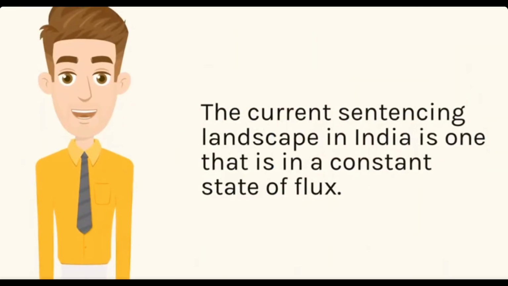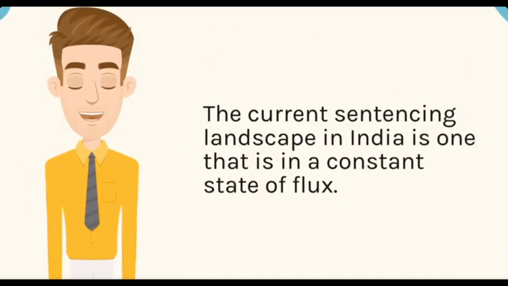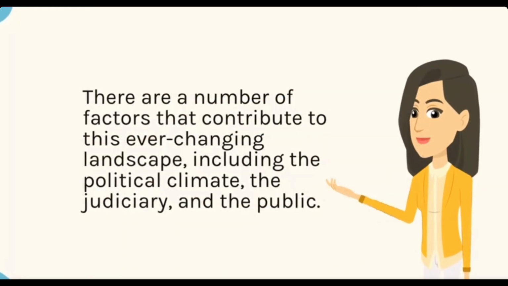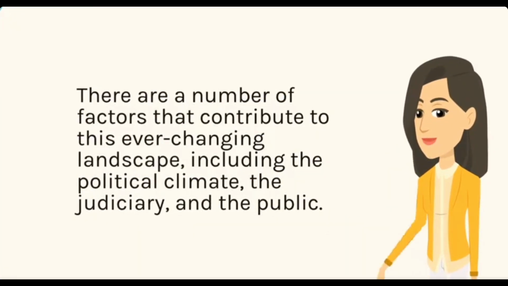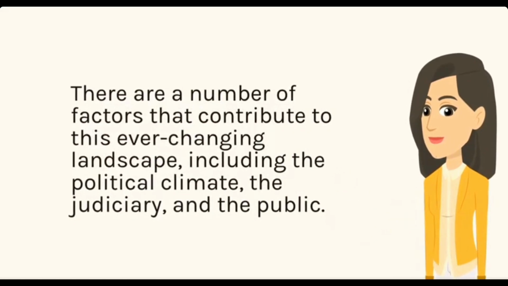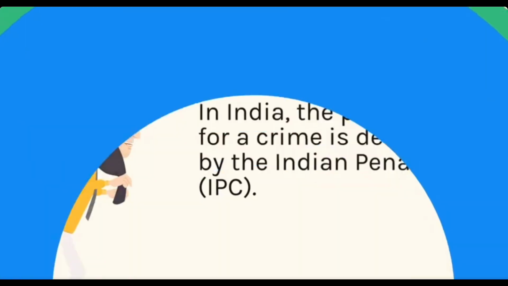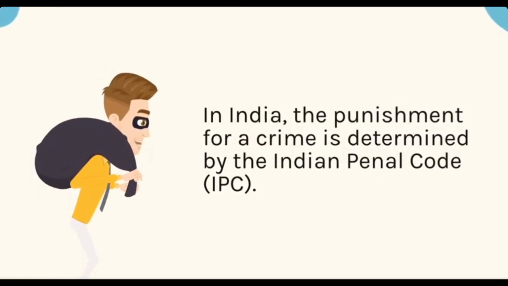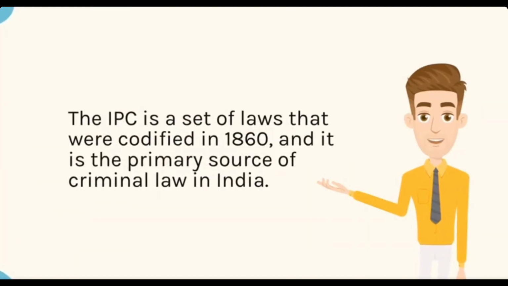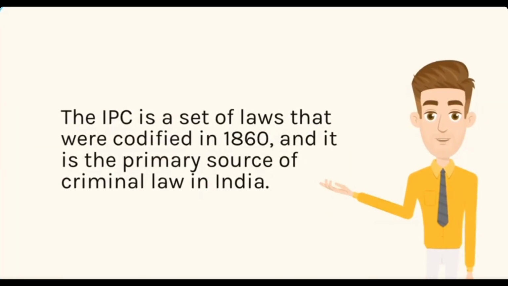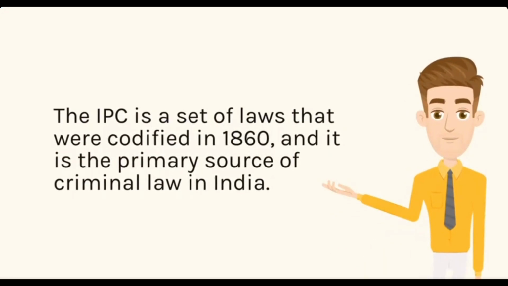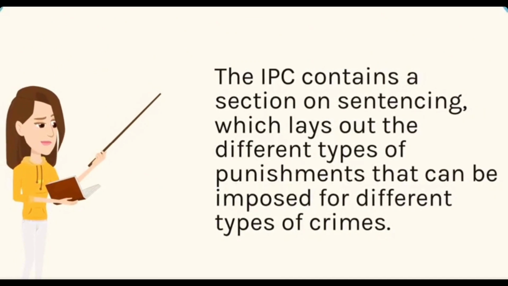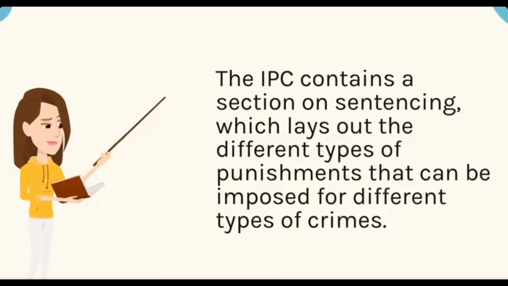The current sentencing landscape in India is one that is in a constant state of flux. There are a number of factors that contribute to this ever-changing landscape, including the political climate, the judiciary, and the public. In India, the punishment for a crime is determined by the Indian Penal Code, IPC. The IPC is a set of laws that were codified in 1860, and it is the primary source of criminal law in India. The IPC contains a section on sentencing, which lays out the different types of punishments that can be imposed for different types of crimes.